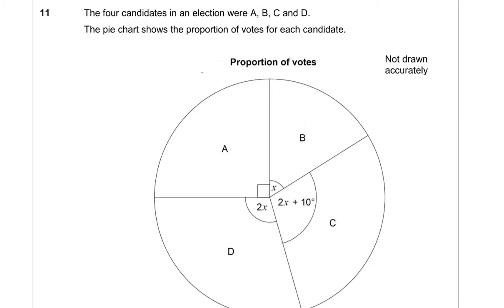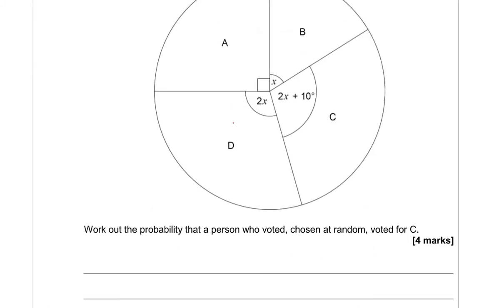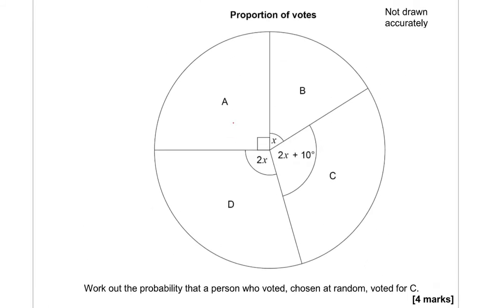Right, question 11. 4 candidates in an election were A, B, C, and D. The pie chart shows the proportion of votes for each. And then our question, work out the probability that a person who voted, chosen at random, voted for C. Well, what we need to do first is work out x.